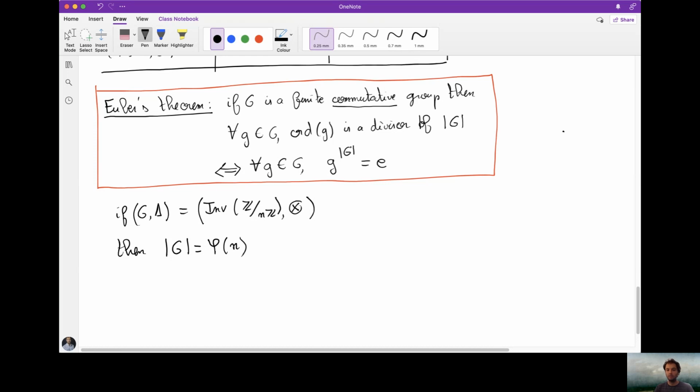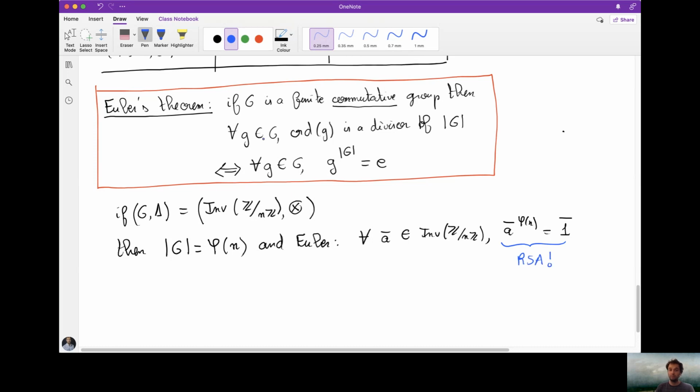Phi of n. And therefore, the theorem here, Euler's theorem, is saying the following. Euler is saying that for all elements, let's call them a, belonging to the invertible elements of Z over nZ, if you take a to the power phi of n, then you find 1. This should be familiar to you because this, in fact, is the fundamental theorem of RSA, okay? This is RSA.